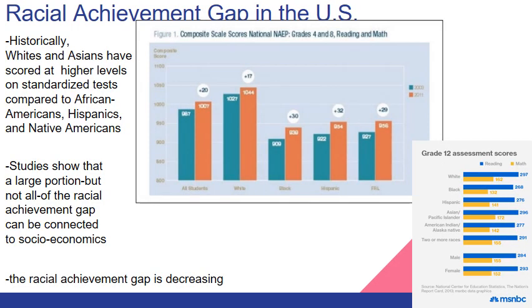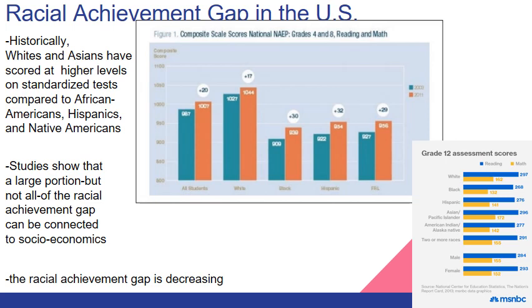If you look at both slides, you can see that unfortunately there's been a racial achievement gap in the United States. Historically, whites and Asians have outperformed Hispanics, African Americans, and Native Americans. If you look at both graphs, you can see there's a significant difference between those groups. However, something to note is that studies have shown that a significant portion of this racial achievement gap could also be attributed to socioeconomic differences between the groups.